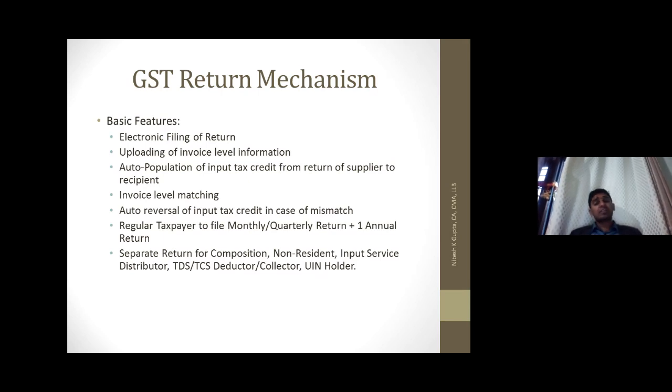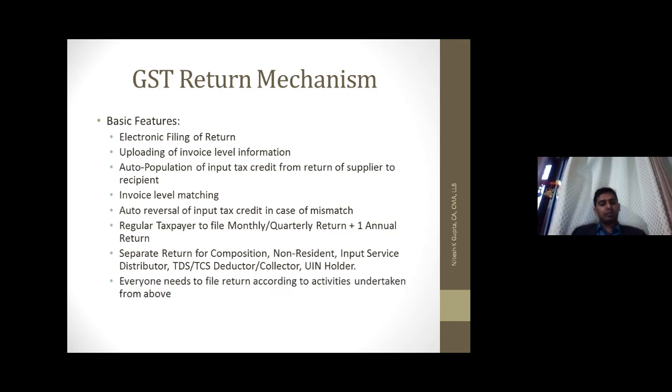TDS and TCS provisions are there in GST. On specified purchases, TDS needs to be deducted. On specified sales, TCS needs to be collected. UIN holders are persons of special importance, like the United Nations Organization offices and foreign diplomatic offices in India. These are all UIN holders. They have a separate return. They need not file the normal GSTR 1 or 3B. They need to file different returns that are separately prescribed.